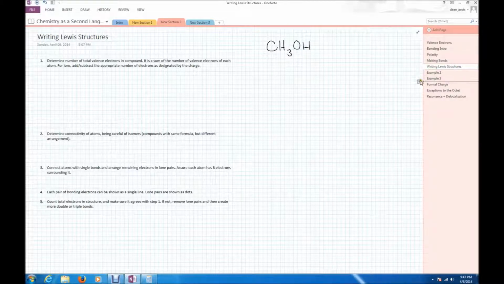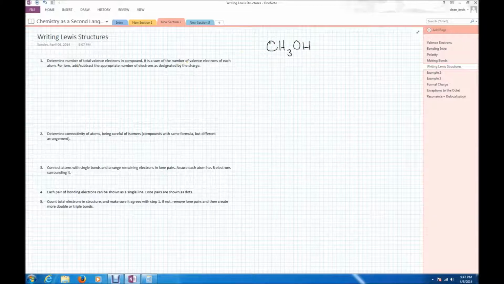And we'll sort of go along as we do this. So first, determine the number of total valence electrons in a compound. It is the sum of the number of valence electrons of each atom. For ions, add or subtract the appropriate number of electrons as designated by the charge.